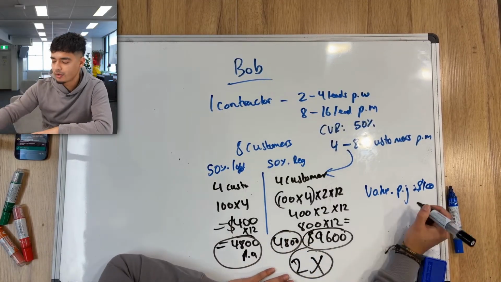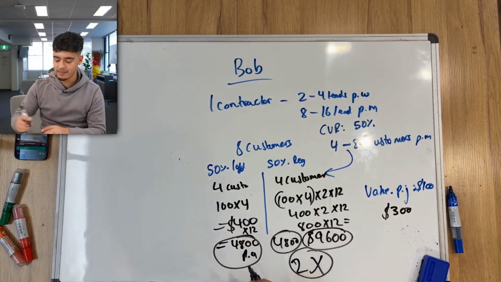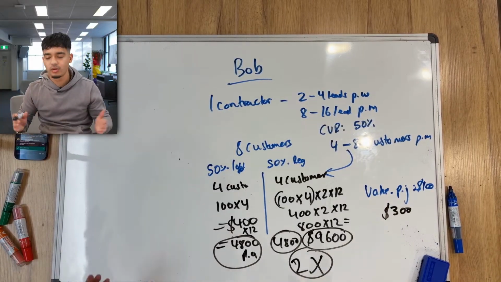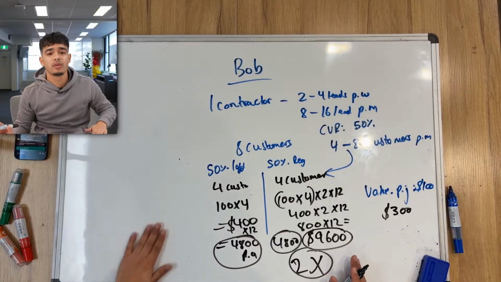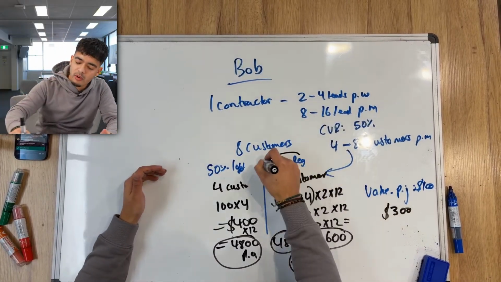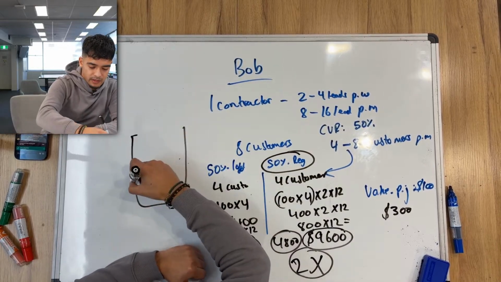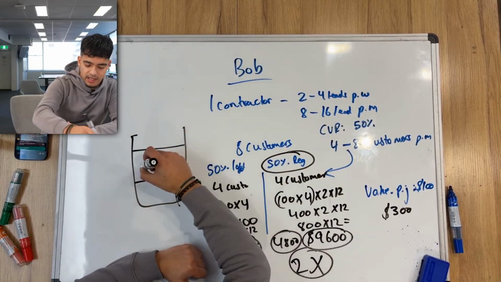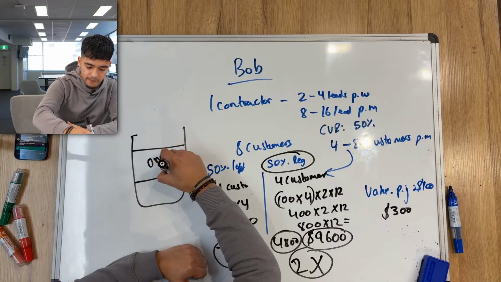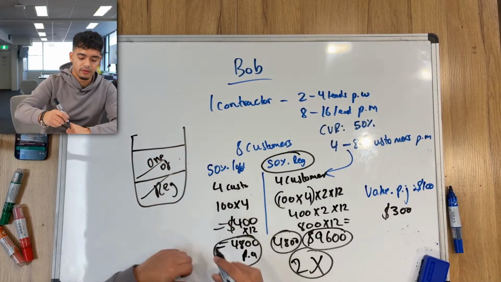If we increase the job value to $300 per customer, these numbers go even higher. The gap between the two is even bigger. So what I would say is, when you lose a contractor, only focus on replacing. So let's say this was the bucket. This is one-off. This is regular. And let's say you've lost both of these customers.